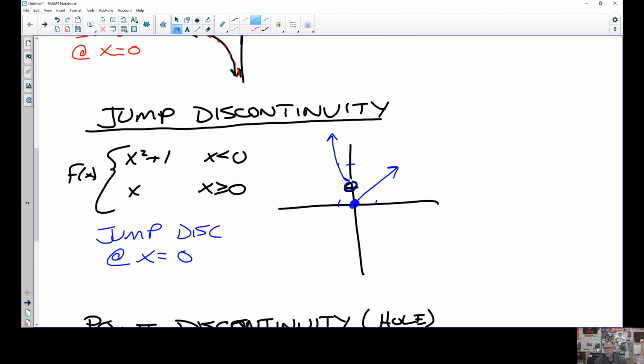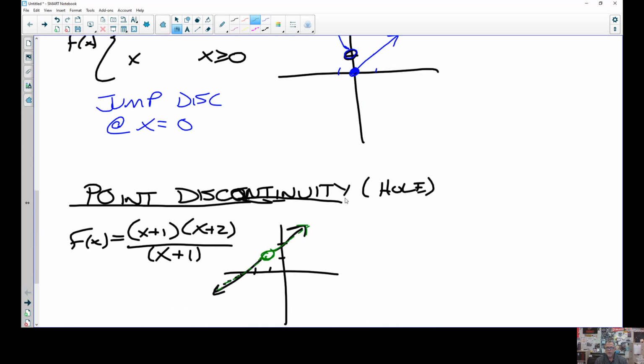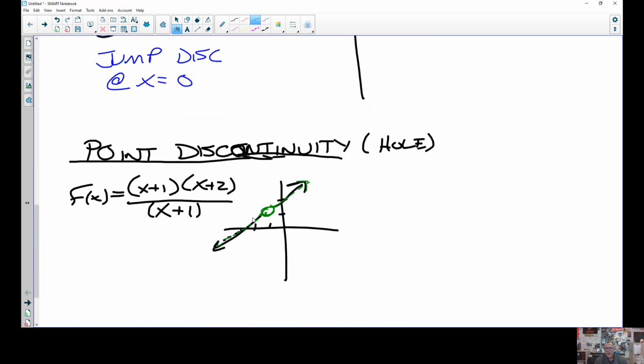Here, from the left, it's approaching 1. From the right, when I say the value of the function, I'm talking about the y, as x approaches 0, the y value is approaching 0. From the left, it's approaching 1. Different values, we get a jump discontinuity. Here, from the left, it's approaching 1, and from the right, it's approaching 1.